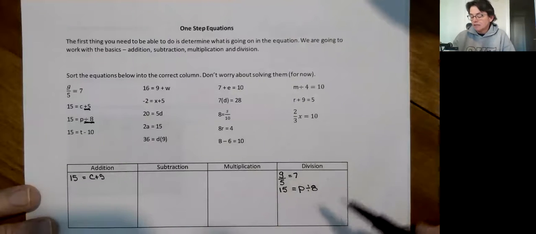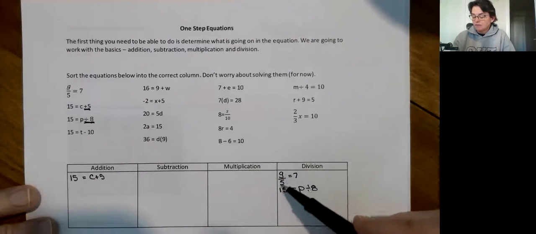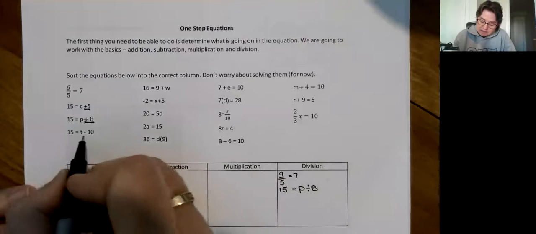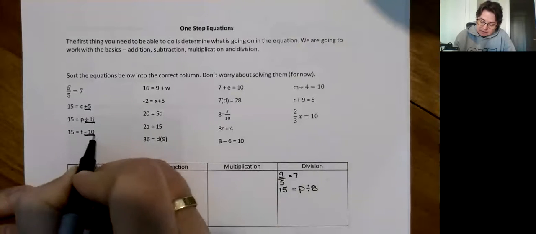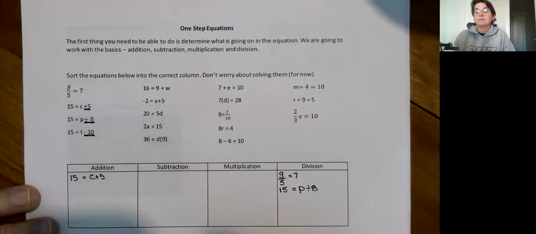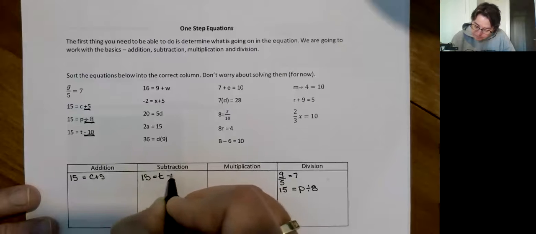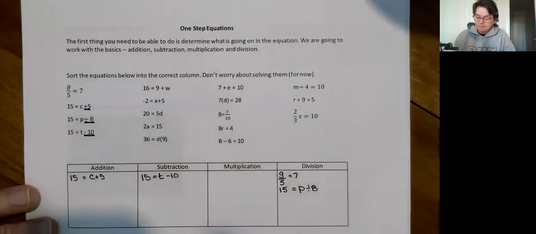So you can see already sometimes division is going to be written so it's a fraction, and sometimes it's going to be written with an actual divide sign. It's okay, either one is fine. Then we've got 15 is equal to T minus 10. Oh, I should have said subtract 10, but it's kind of the same thing. So it's a subtraction question. And there we go. So I would ask you to turn off the video now and do the rest.